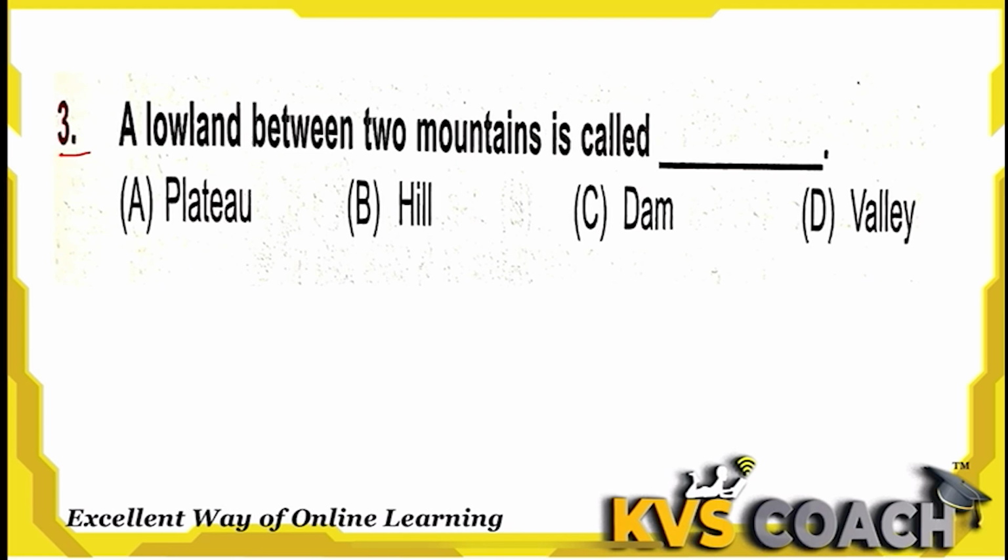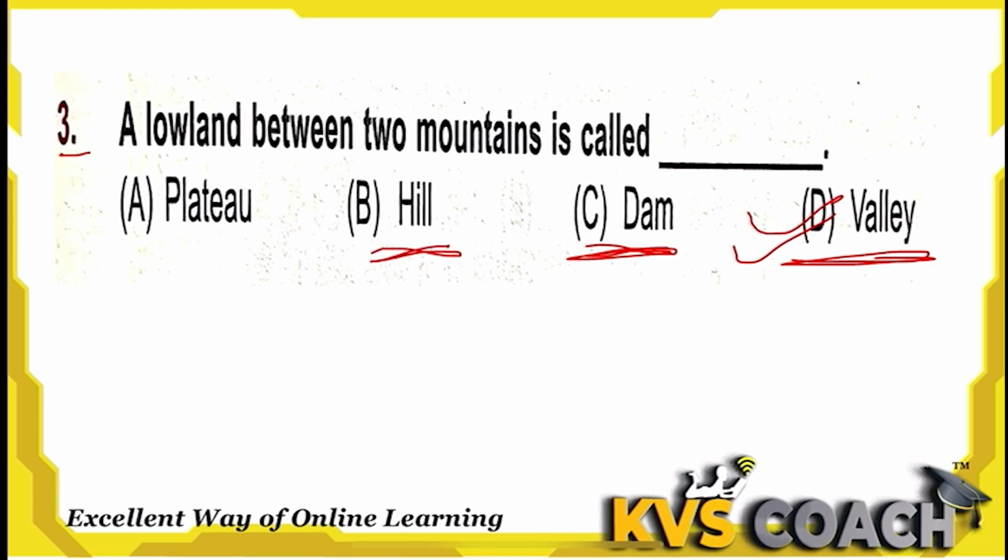Question 3 is, a low land between two mountains is called. A low land between two mountains is called a valley. Option D is the right answer. Dams, what are dams? Dams are barriers, or you can say big walls, which stop the flow of a river towards the cities. That is called a dam.